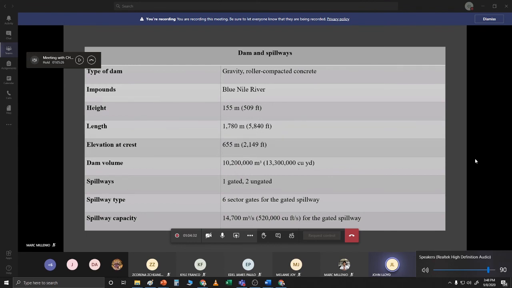It has a volume of 10 million and 200,000 cubic meter.